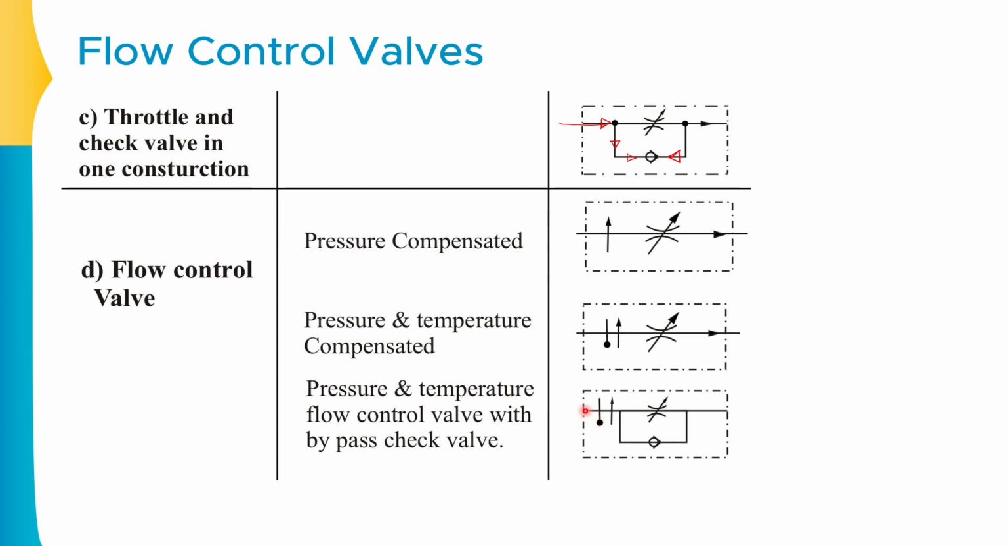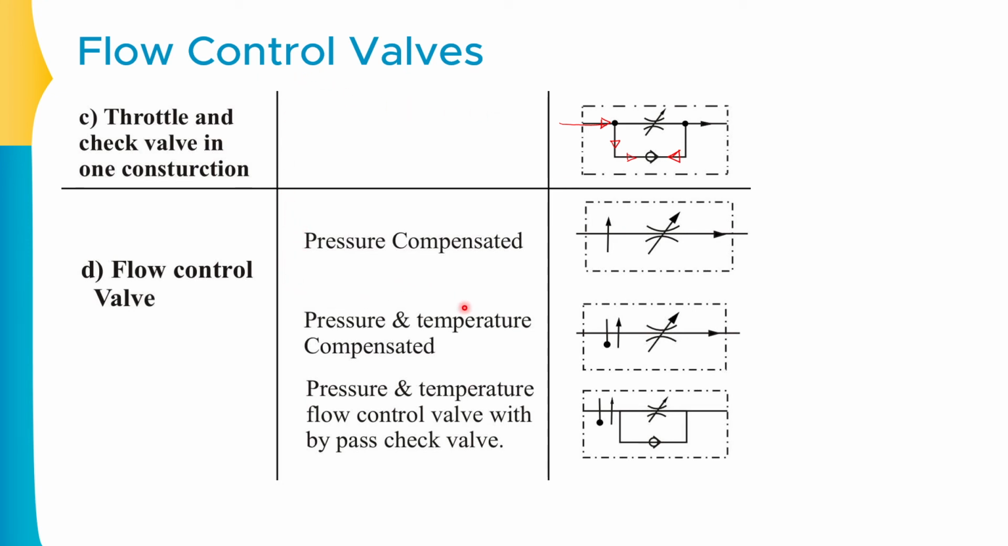So what will happen here? In one direction there will be pressure and temperature compensation available. But if the flow returns, there will be no control of the pressure or the flow. It can freely return through this specific line. This is how the flow control valve with pressure temperature compensation and the check valve is used. So this is how all these flow control valves are used.